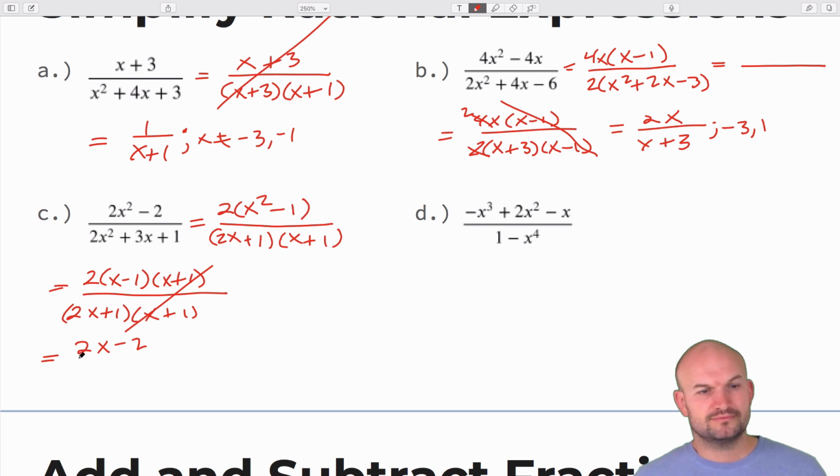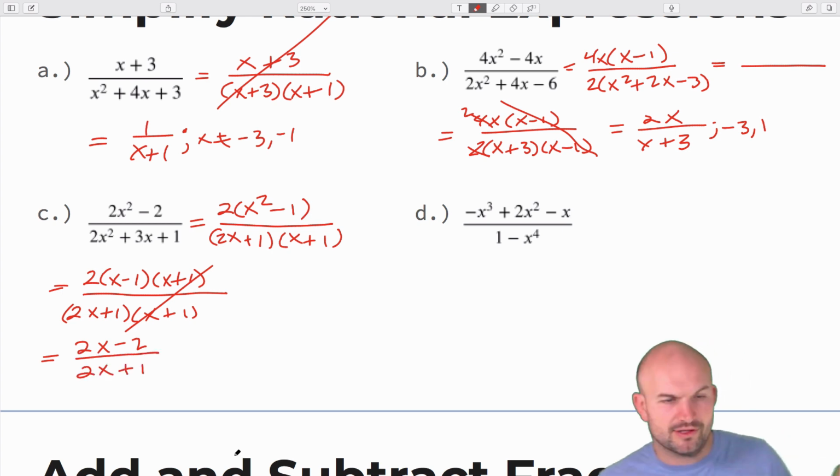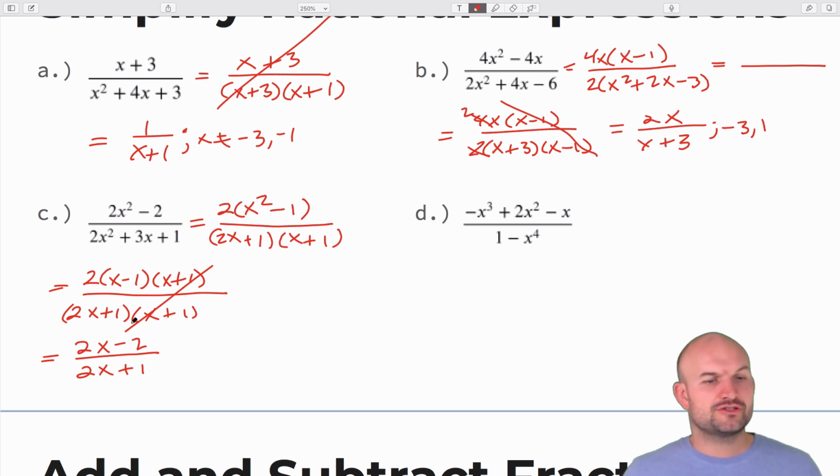2x minus 2 and 2x plus 1. But in this case, let's go and distribute because it's not really that much work. But again, the reason why I want to distribute is, again, notice the 2's do not divide out. The x's do not divide out.